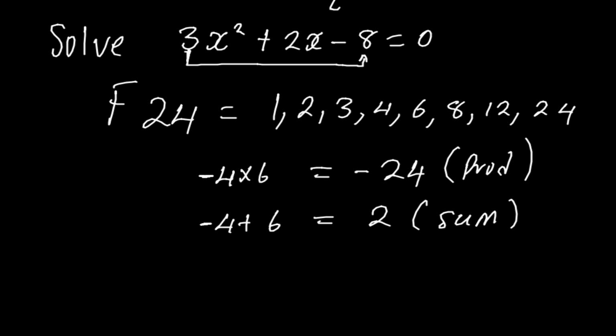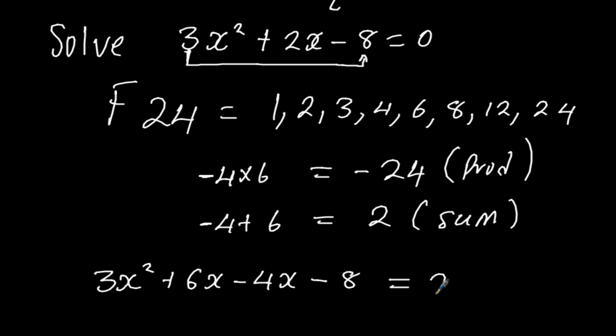And now we can write our equation in this new form. 3x squared, then I replace this with a plus 6x, then minus 4x, and then minus 8 equaling 0.